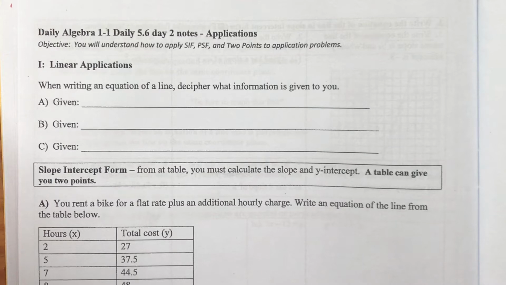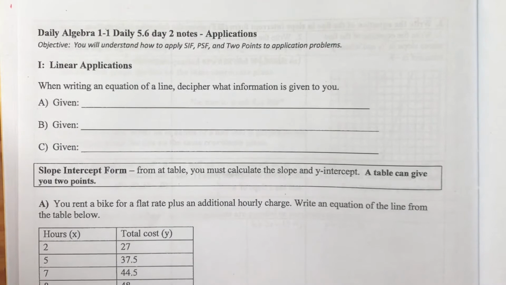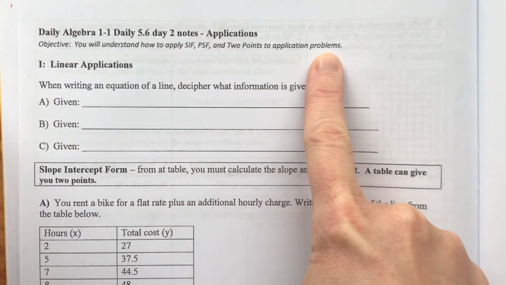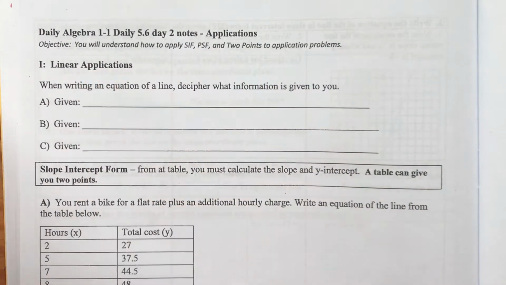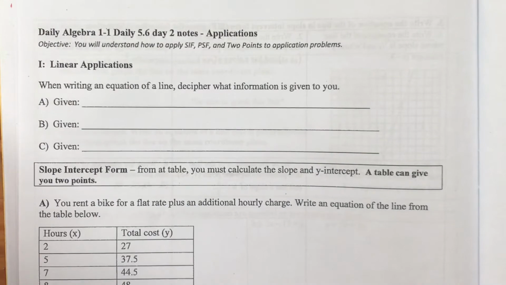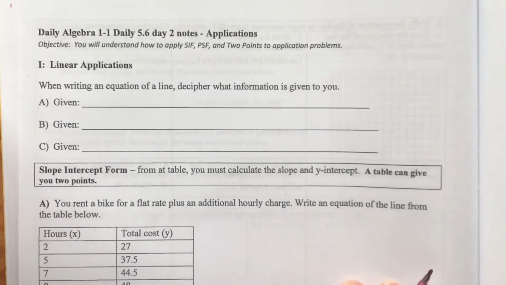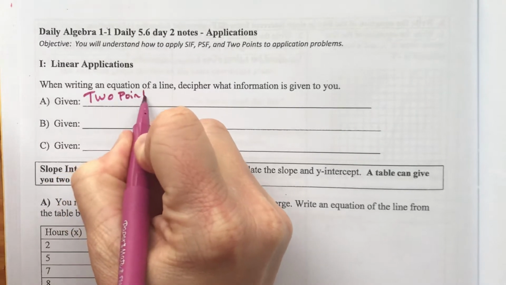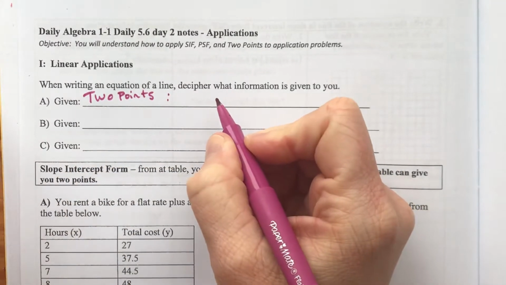In this video, I will show you how to apply slope-intercept form, point-slope form, and 2 points to application problems with linear equations. So first, I'm going to tell you what you do based on the information that you have given to you. So if you're given 2 points, then this is going to be your steps in order.